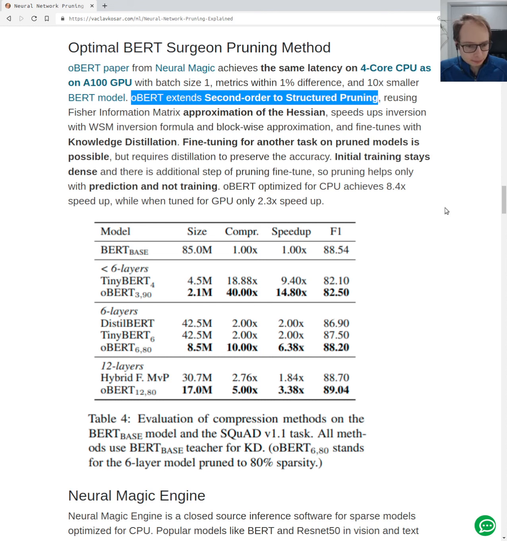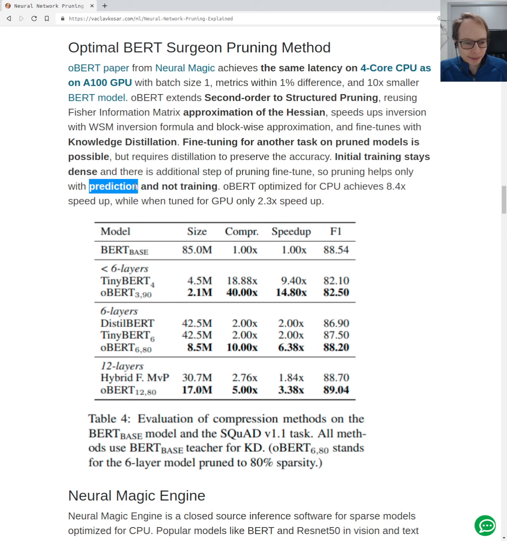And what's to be mentioned again, so this is something that can help us with prediction, but not the training. In fact, the training becomes more complicated while the prediction becomes faster. And this Optimal BERT can be highly optimized for execution on CPU, while on GPU it helps only a little. So on CPU you can optimize it for 8 times speed up, while on GPU you can optimize it only for 2 times speed up.